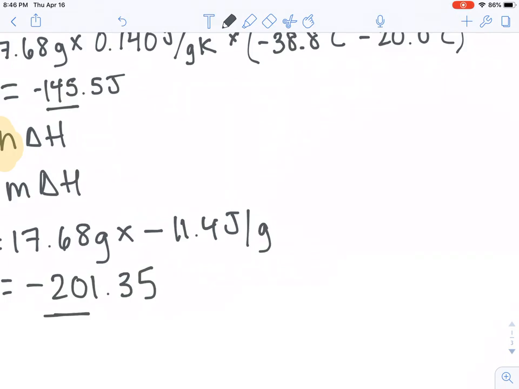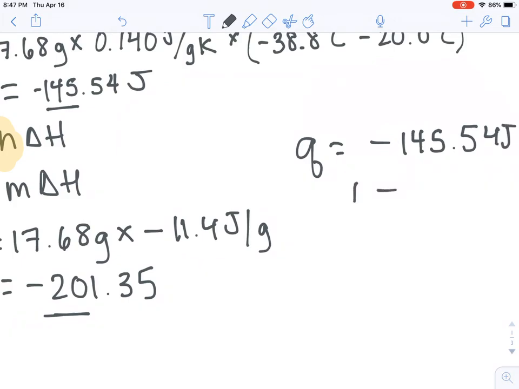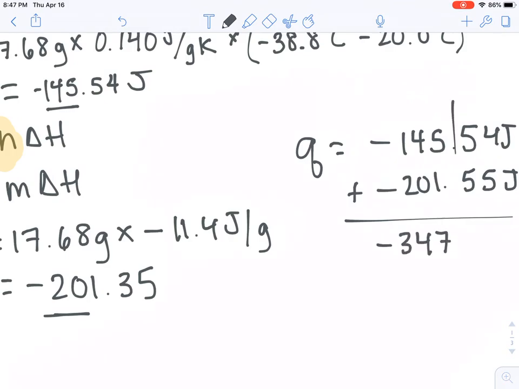All right, now for my total Q, I will add both of those together. So I have negative 145 point, sorry, this was 5.4. It doesn't matter, that's going to go away, but just because I have it carried there, 0.54 joules, and then I add to that negative 201.55 joules, and I will round my final answer to the ones place, so I get negative 347 joules, because the rest will all get cut off.